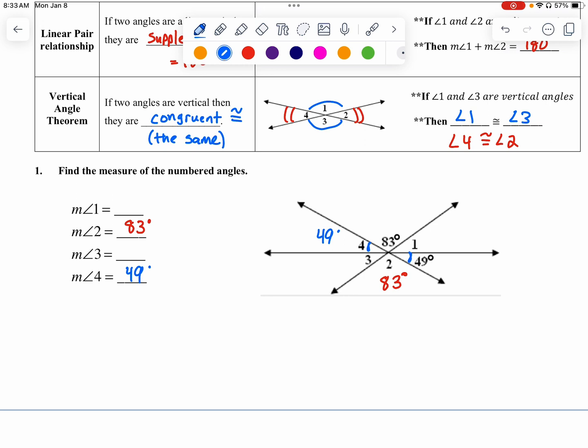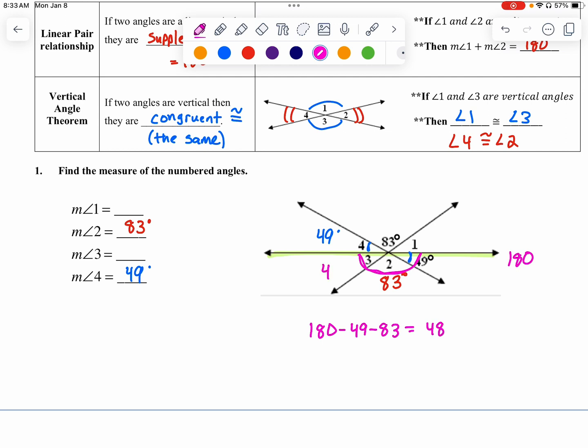Okay, 1 and 3 are vertical to each other, so we know they're going to be the same. Something you might notice is there is a straight line cutting through the middle, so we know straight lines equal 180 degrees. So I know that that green line contains all 3 of these, so all together they have to equal 180. So if we do 180 minus the 49 minus the 83, that should tell us what our missing angle is. So when I subtract those, I get 48.